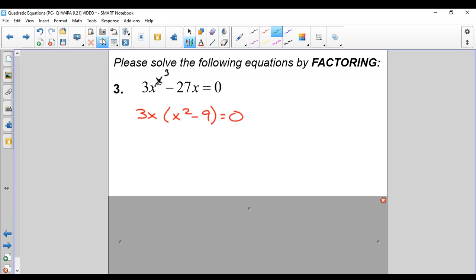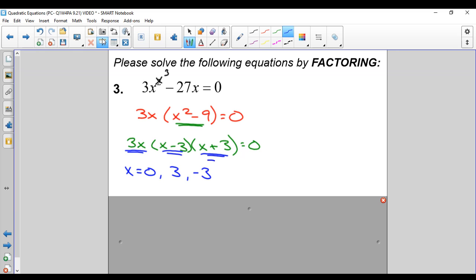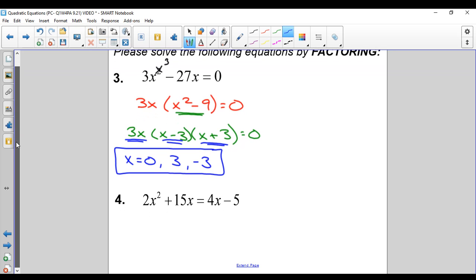We look inside there. We have 2 terms. That means we should be looking for difference of squares. We have subtraction and we have perfect squares. We can continue factoring. X minus 3, x plus 3 with that GCF still out front. Now we pull out solutions. X equals 0 there, +3 with the middle, -3 with the last one here. There's our 3 solutions. Last factoring example here. Last technique as well.